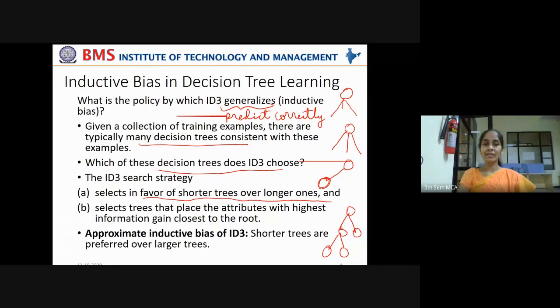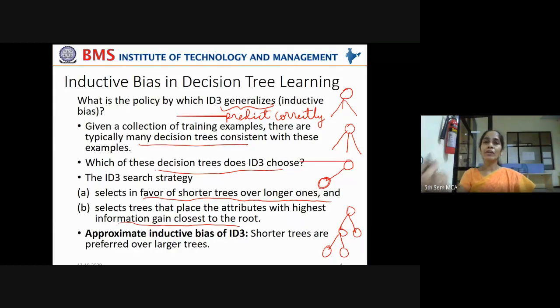And what is its second strategy? It selects trees that place the attributes with highest information gain closest to the root. Correct? That is the essence, or the flavor, of this decision tree algorithm. Without this, we come up with lots of decision trees. Without the second strategy, the ID3 algorithm will find lots of decision trees suitable for the training examples, but all decision trees can be considered, right?